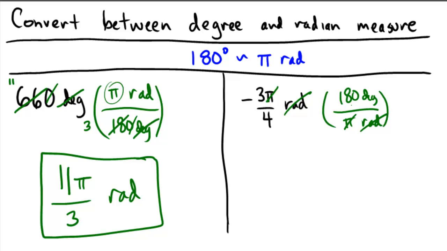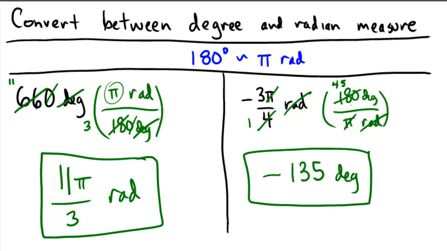4 goes into 180, so I can divide 4 by 4 to get 1, and 180 divided by 4 would be 90 and then 45. Essentially I divide by 2 twice in order to divide by 4. And then what's left over? Well, can't lose the negative sign. 3 times 45 is 135. And our units say that all that's left here is degrees. So we have negative 135 degrees.